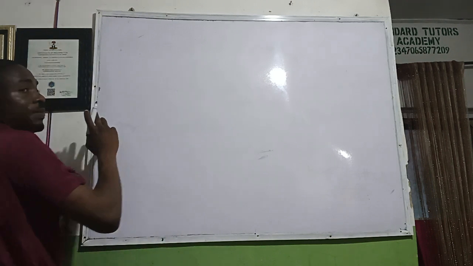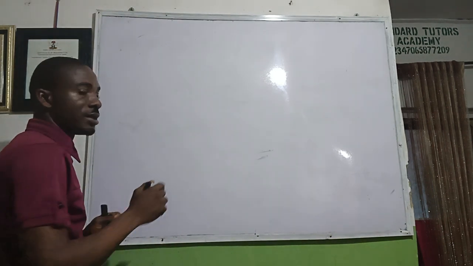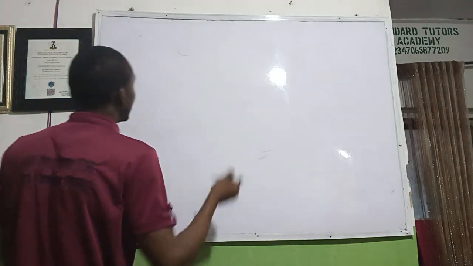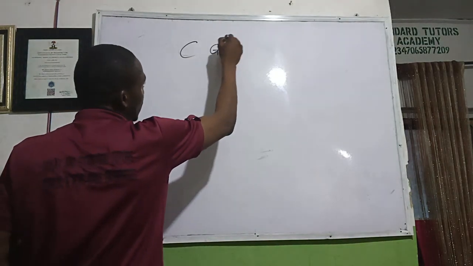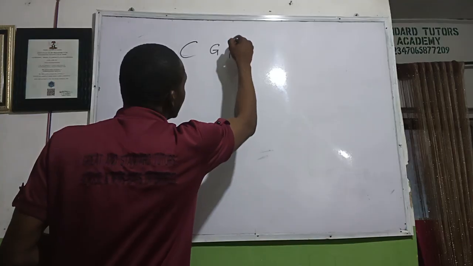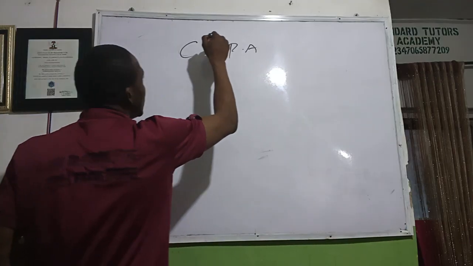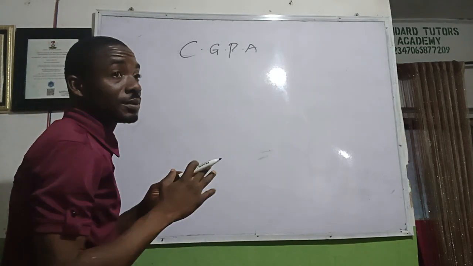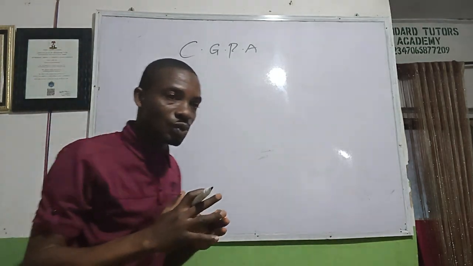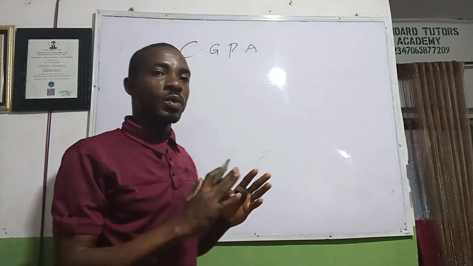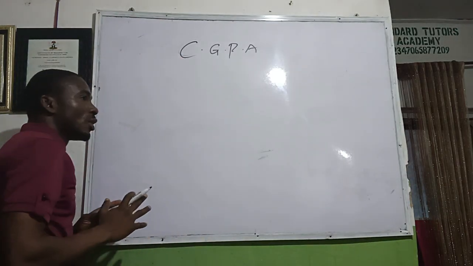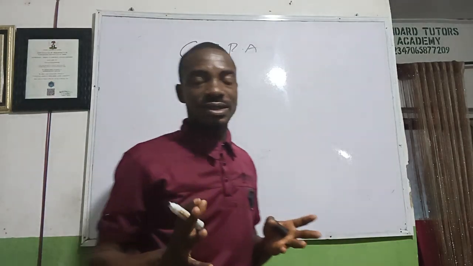Now, what do we call CGPA? That's cumulative grade point average. There are some elements you need to know before you can calculate your CGPA accurately. Now, I'm going to select 7 courses.